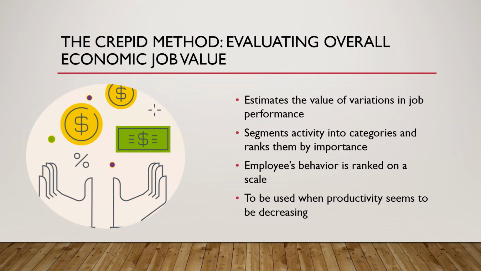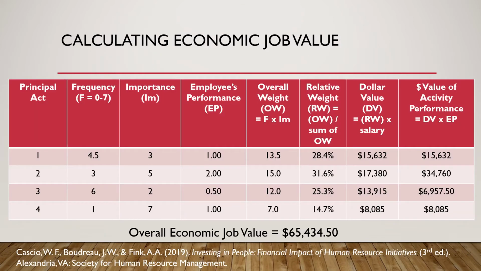In order to evaluate how variations in our employees' job performance can affect the company financially, we're going to use the CREPID method. The CREPID method segments activities into categories and then ranks them by importance, and an employee's behavior is ranked on a scale, and for this purpose, a scale of 1 to 10. Here is a table that shows how we calculate the economic job value of one of our employees.